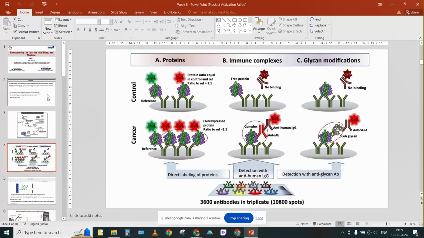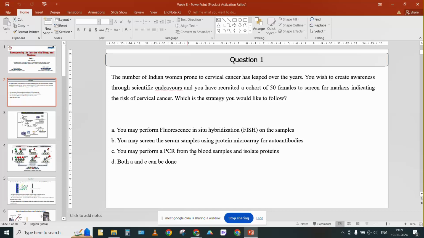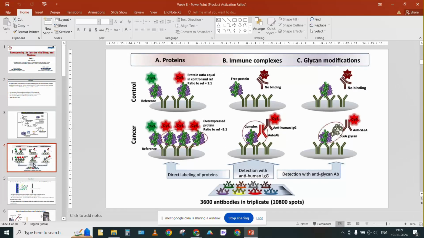And option C, you may perform a PCR from the blood samples and isolate proteins. PCR is a molecular biology technique used to amplify specific DNA sequences. In the context of cervical cancer, PCR can be used to detect the presence of viral DNA, such as human HPV DNA, which is strongly associated with the development of cervical cancer. Isolating proteins from blood samples can also provide valuable information about protein biomarkers associated with cervical cancer.